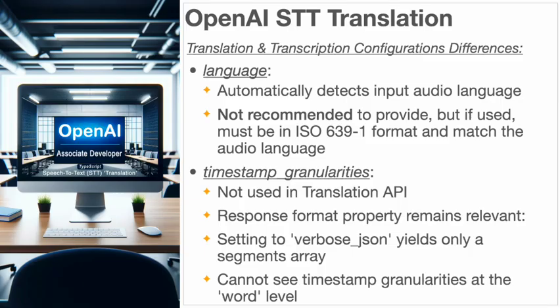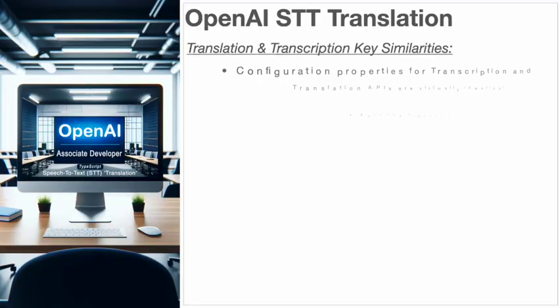Next is the timestamp granularities property. While the timestamp granularities property is not used by the Translation API, the response format property is still relevant. Setting it to verbose JSON will only ever yield a segments array, just as the Transcription API. However, while you can add in the timestamp granularities property to your configuration object, it is ignored. The biggest impact this has is that you cannot see timestamp granularities at the word level in a translation, no matter what you set the timestamp granularities property to. Therefore, note both the timestamp granularities and language properties are ignored in the Translation API.